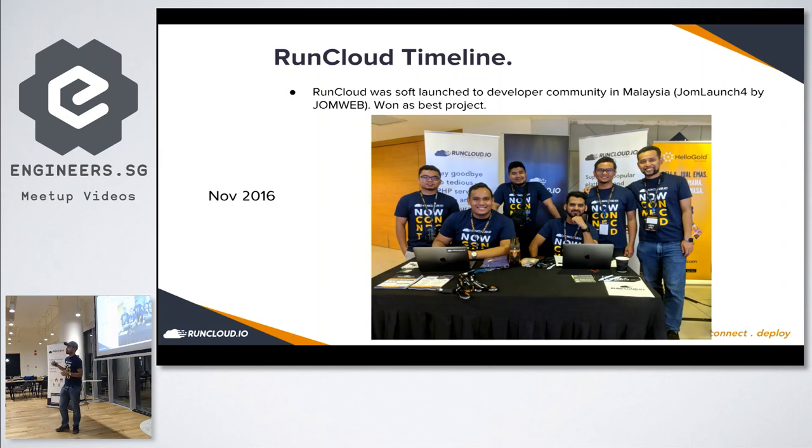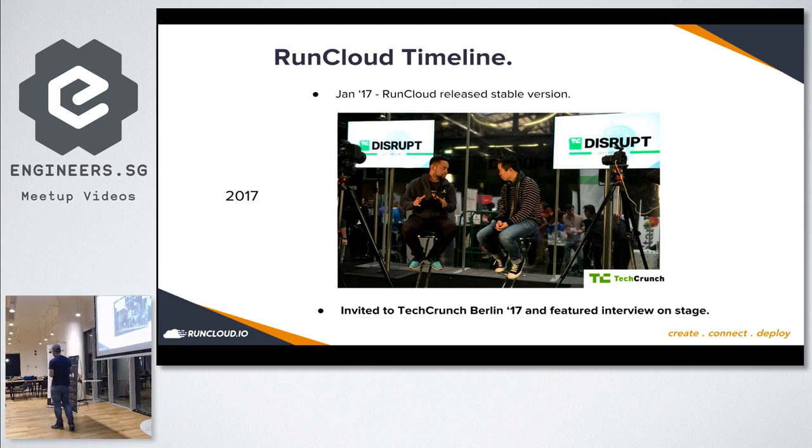We started RunCloud at the end of 2016. This is my team in Malaysia. We soft launched RunCloud at a developer community event in Kuala Lumpur with 500 plus people, and we won as the best project at that time. In 2017, we were selected as a top three SaaS company, software as a service, to feature on stage at TechCrunch Berlin 2017. Top three SaaS in the world. Why were we featured on stage? Because we solve developer problems on how to configure clouds using RunCloud. A lot of the tech industry is moving from traditional or shared hosting to cloud hosting, so we're creating the demand there.